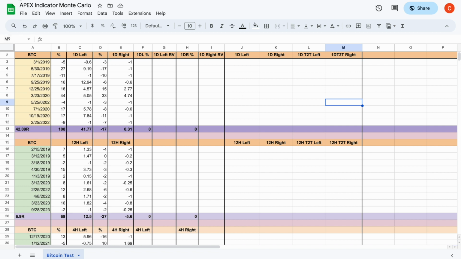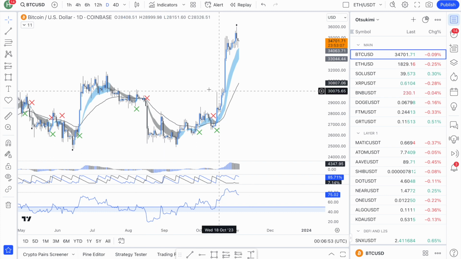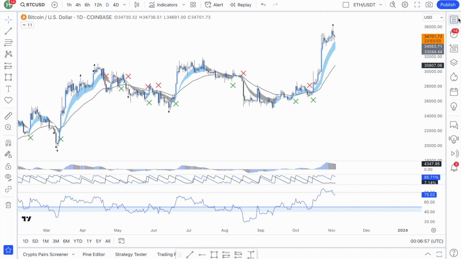All right, so going here. This is my go-to charts. This is my Aroon Trend script. I'm going to call it Aroon Trend, that's how I do it, but it's called the Aroon Trend Mean Reversion.